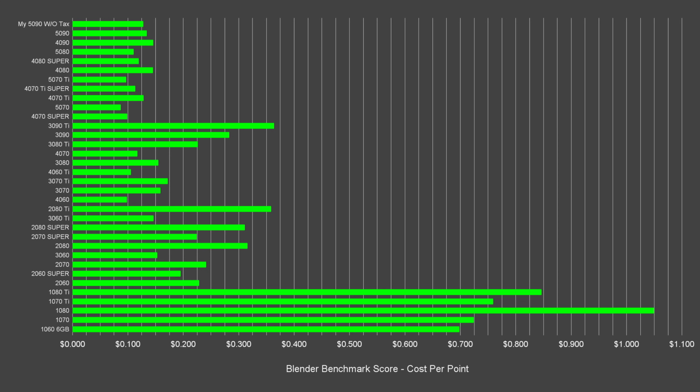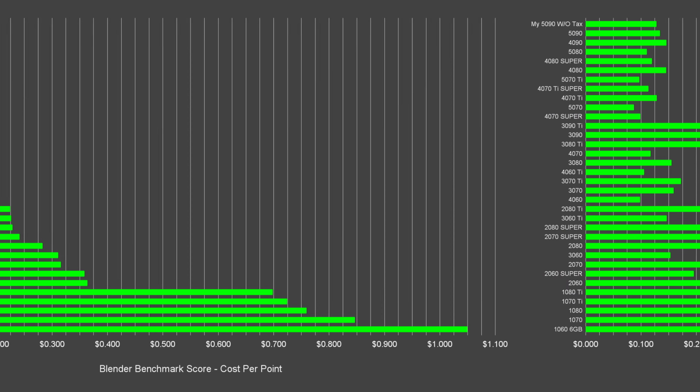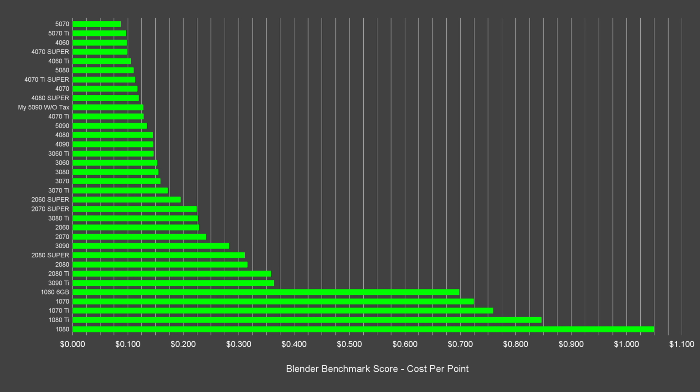Now, if we order this chart from lowest to highest, would you look at that? I genuinely wasn't expecting to see the 5070 top of that chart. With the 50 series cards largely known about, what about the competition?